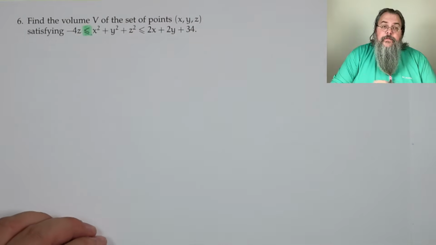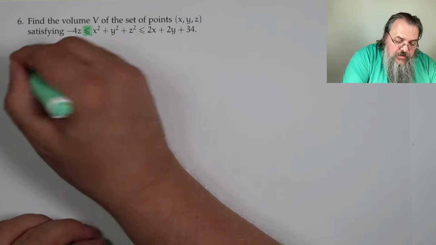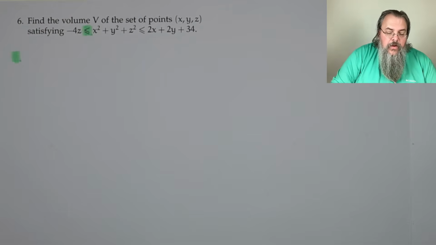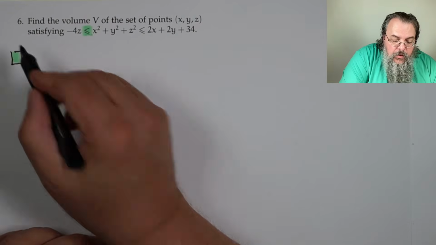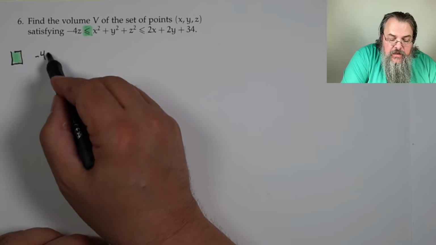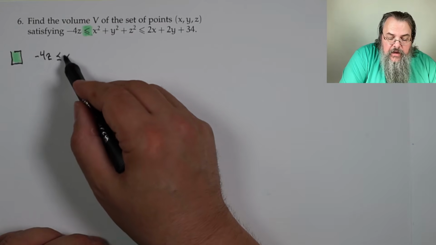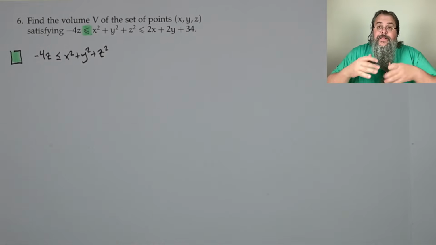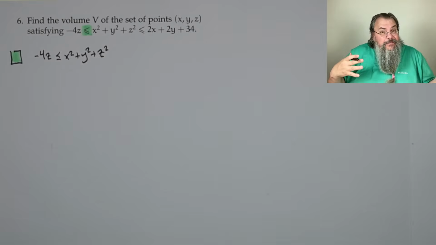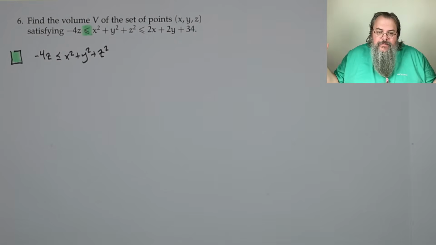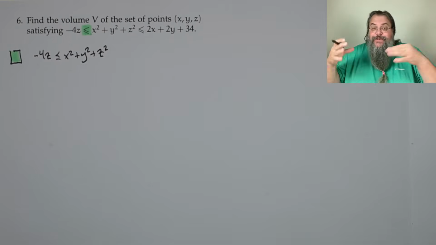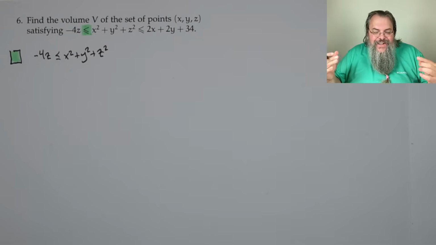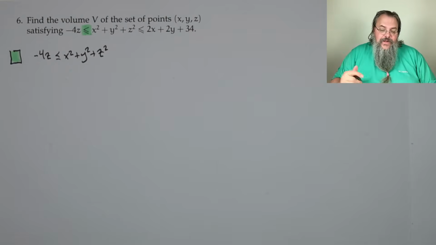So let's start with the first one. Here's our step 1, the first inequality. What do we have? Well, we have that -4z is less than or equal to x squared plus y squared plus z squared. Let's think about what it probably is. We see x squared, y squared, z squared. It's a sphere. You're right, it's a sphere. We want to figure out which sphere it is.